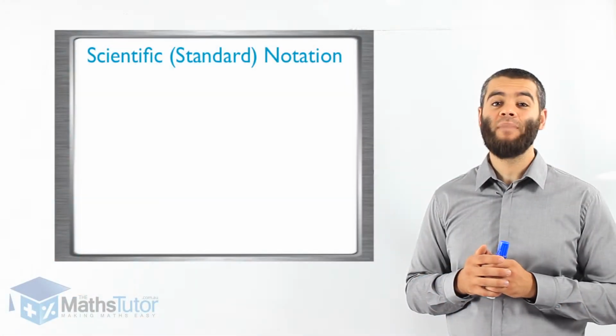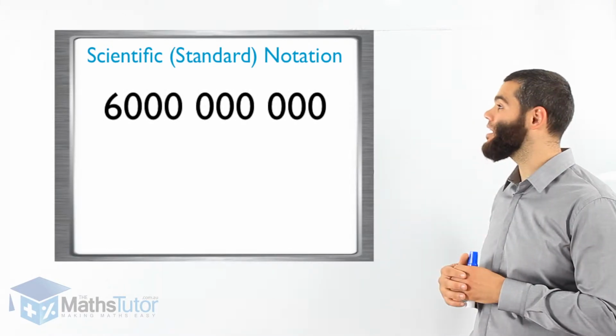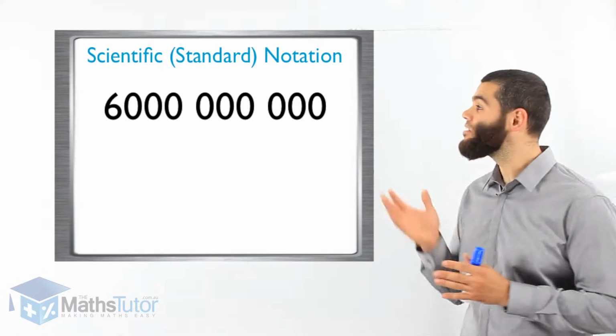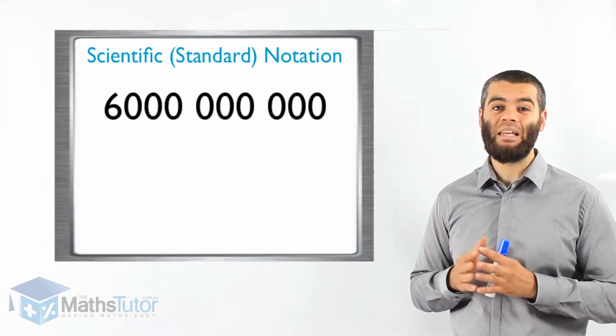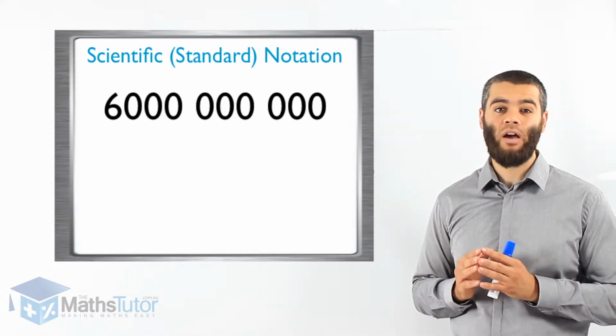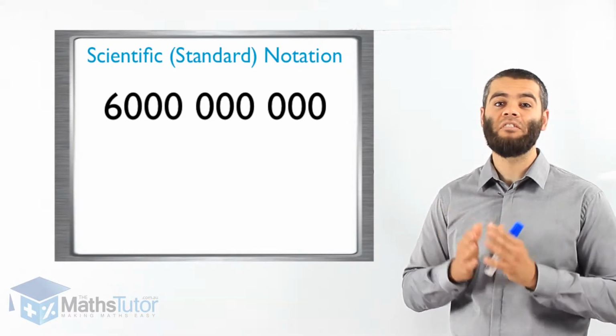Hey guys, in mathematics, sometimes we are faced with large numbers, like this one here, 6 with 9 zeros. What number is that? 6 billion. Can you imagine writing a number that large? At times we have to write it. But we mathematicians, once again, like to make things simple.